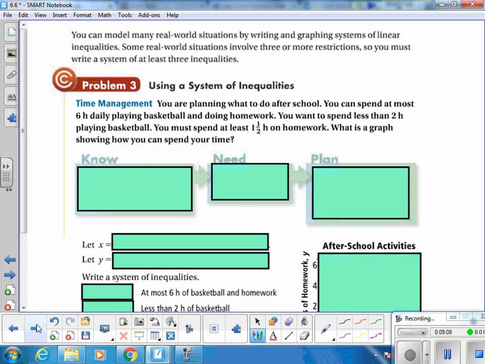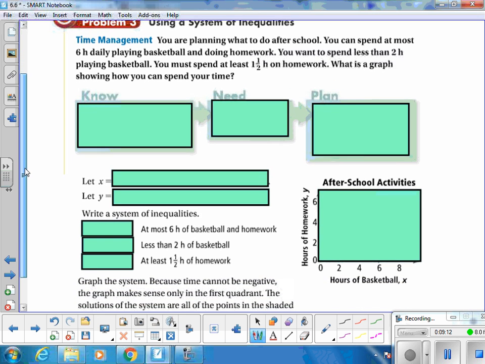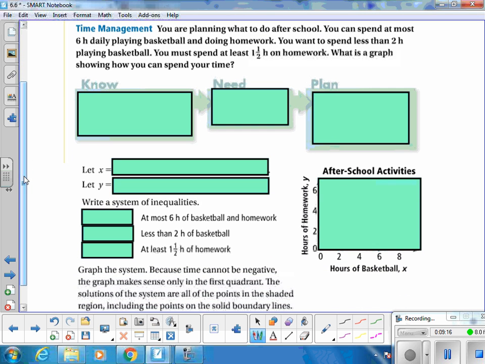You can also model any real-world situations. These are the things you guys call word problems, but they're real application stuff. So let's look at time management. You're planning what to do after school. You can spend at most 6 hours daily playing basketball and doing your homework. You want to spend less than 2 hours playing basketball. You must spend at least 1.5 hours on homework. What's the graph showing how you can spend your time?